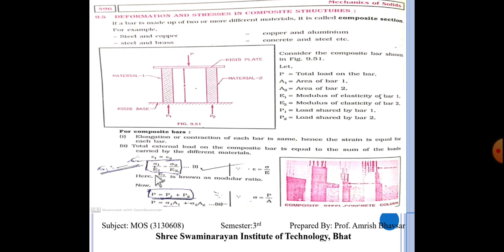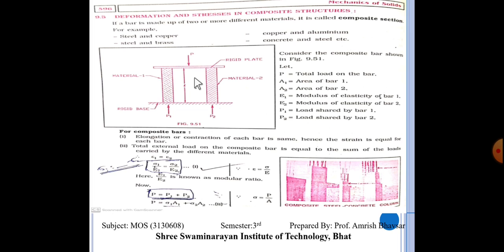Now, whenever we apply the force, it will be transferred to material 1 and material 2. So P is equal to P1 plus P2, and we know that sigma is equal to P upon A, so P is equal to sigma into A. So here P is equal to sigma 1 A1 plus sigma 2 A2. So from these two equations, we can calculate the stresses produced in these two materials.